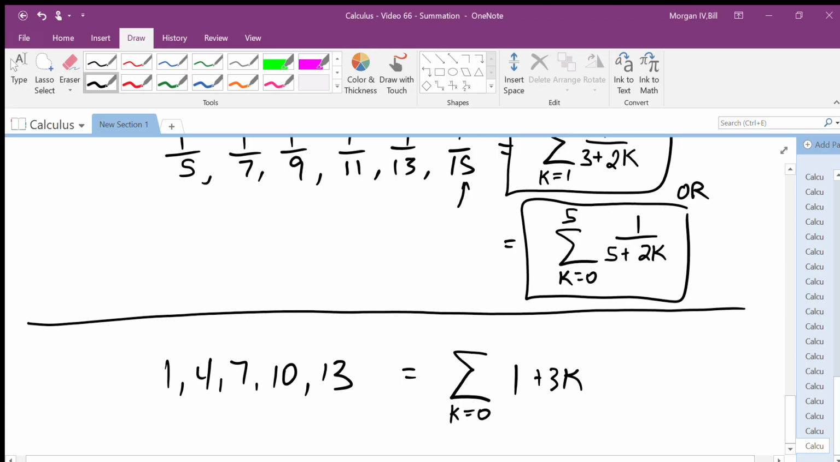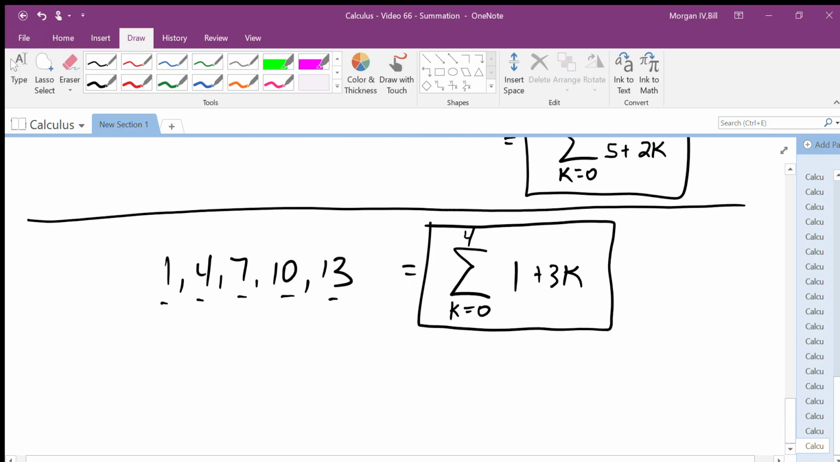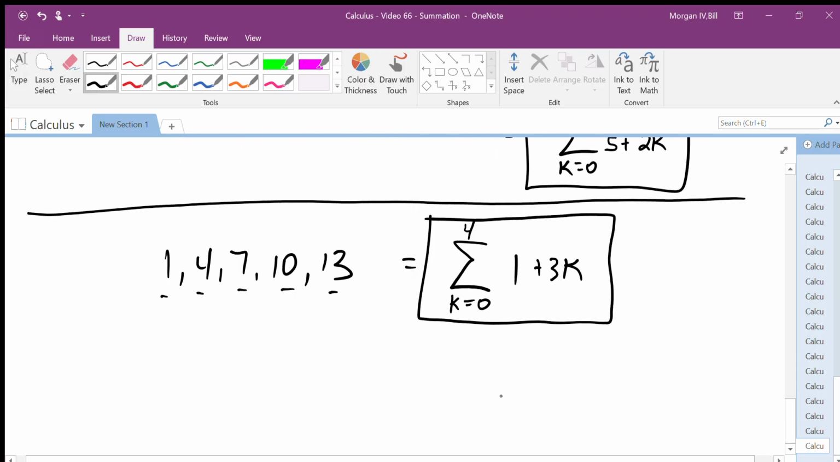So you can kind of figure out what the k value should be, or think about it like this. There are 1, 2, 3, 4, 5 terms. That means I know I have to end at 4, because 0, 1, 2, 3, 4 is 5 terms. And you can check it out. If k is 4, I get 1 plus 3 times 4, 3 times 4 is 12, plus 1, 13. That works.